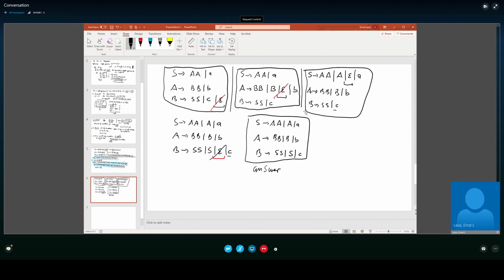And then B goes to SS if I don't replace either of those two S's by epsilon. B goes to S if I replace one of those two S's by epsilon. And B goes to epsilon if I replace both of these two S's by epsilon. And then, of course, I still have that C. At that point, we're going to break that loop.